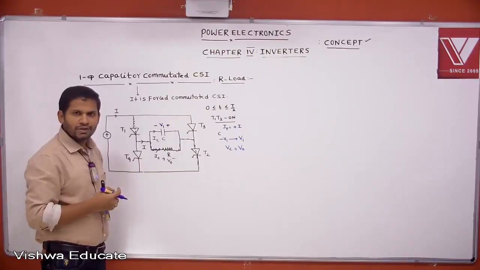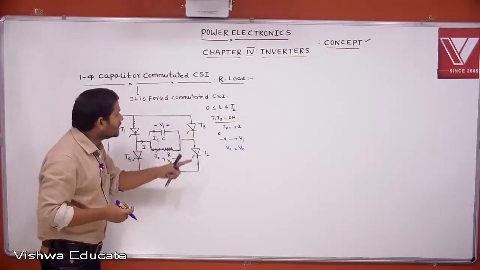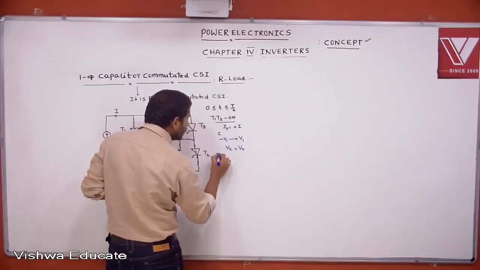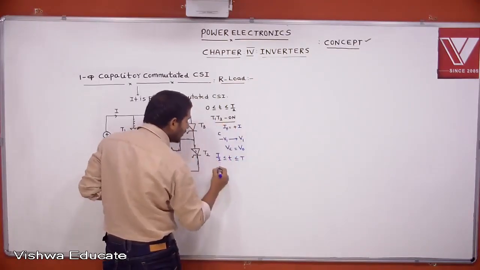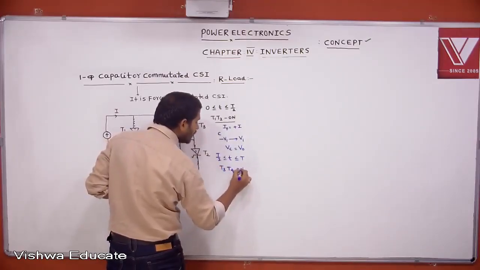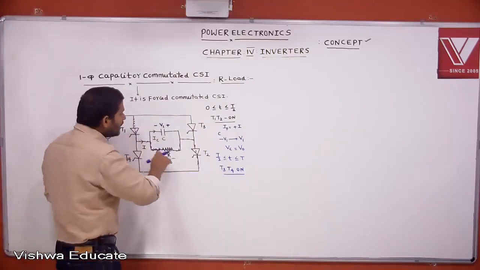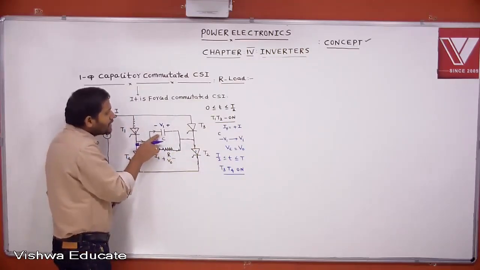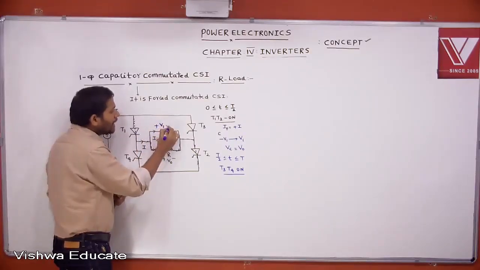Load voltage is also changing from minus V1 to plus V1. Understood? Okay. This is the observation if T1, T2 is on. Now see, for T by 2 less than or equal to t less than or equal to T, T3, T4 is on. That means when T1, T2 is on, the capacitor is changing its polarity. This is plus, this is minus.